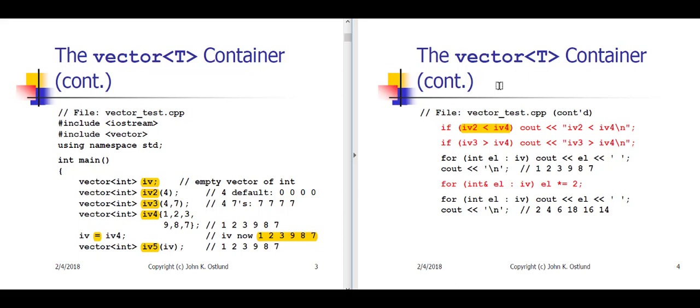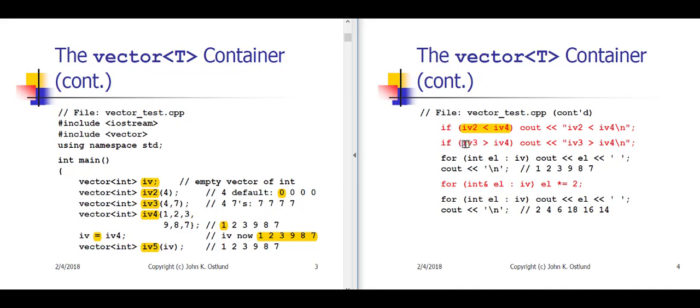So we first compare the 0 that's in IV2 sub 0 with the 1 that's in IV4 sub 0, and because the 0 is less than the 1, we conclude that IV2 is less than IV4. Now, is this the right way of doing a less than comparison? Well, it's the way that was chosen for implementing the vector class.